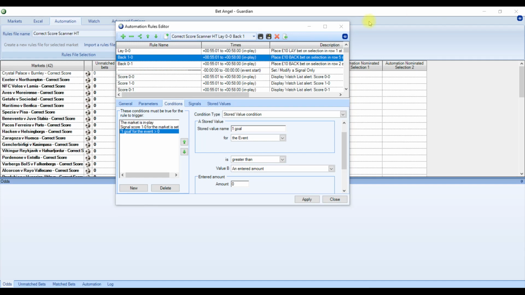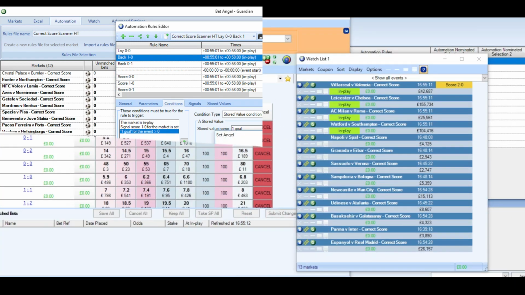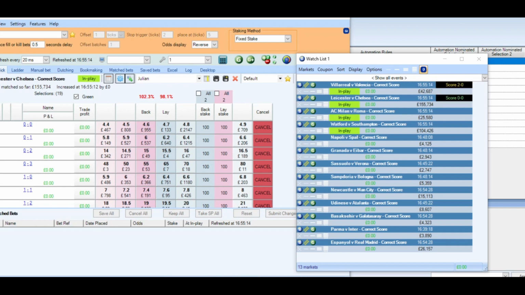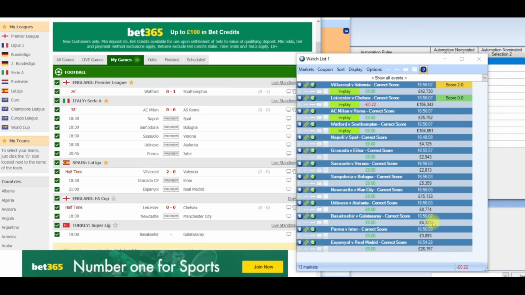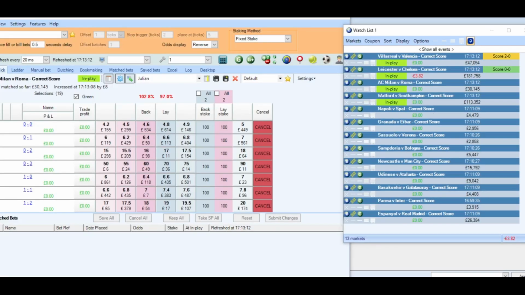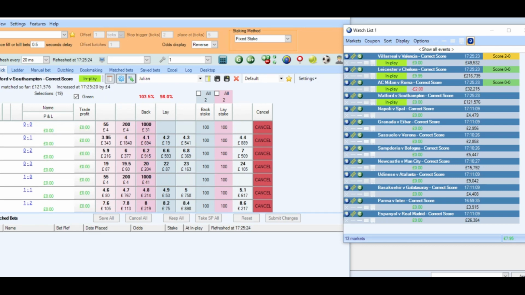So let's have a look at this bot in action. Leicester and Chelsea are currently 0-0 at half time, so the lay bet on 0-0 has currently fired. This is the same for the AC Milan and Roma game. It's currently 0-0 at half time, so the lay bet on 0-0 has triggered. But Watford are currently losing at home to Southampton, so the back bet on the 0-1 also fires.